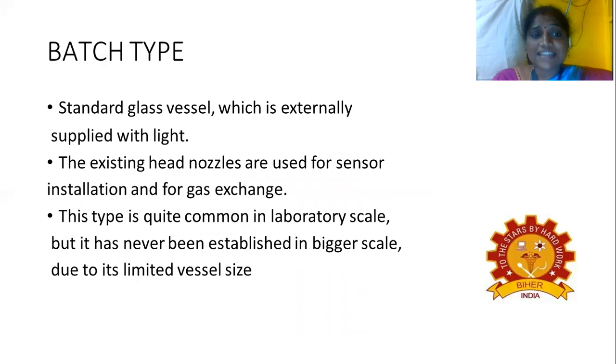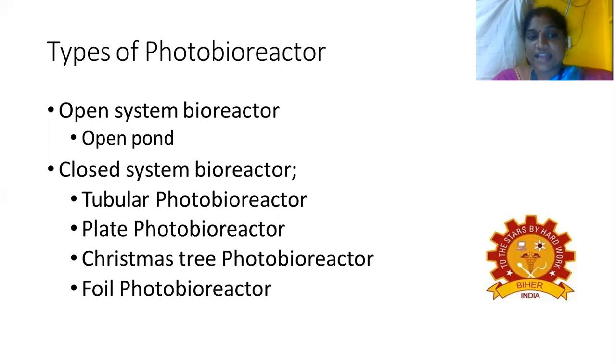Batch type is a standard glass vessel which is externally supplied with light. This type is quite common at laboratory scale, and it has never been established at bigger scale due to its limited vessel size. The existing head nozzles are used for sensor installation, and they are also used for gas exchange. There are many types of bioreactors, open system bioreactor and closed system bioreactor. Under open system bioreactor, we have the open pond, and under closed system bioreactor, we have the tubular photobioreactor, plate photobioreactor, Christmas tree photobioreactor, and foil photobioreactor.